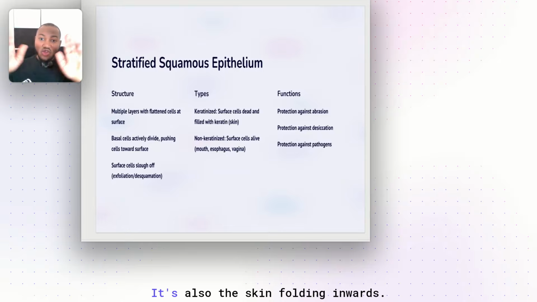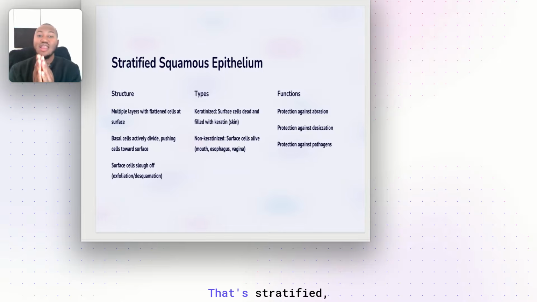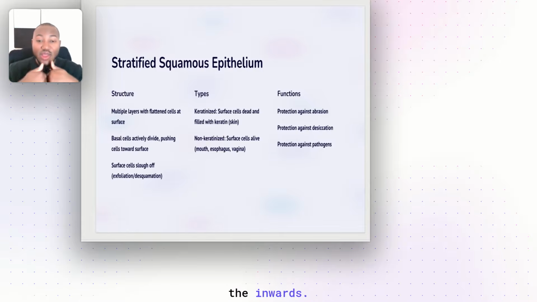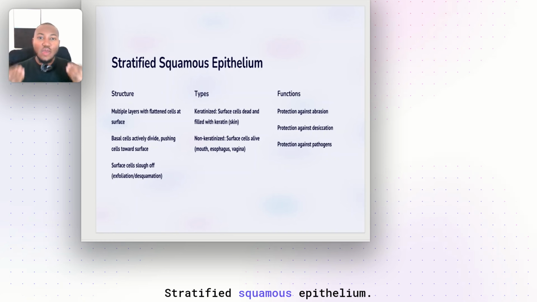Look at the vagina. It's also the skin folding inwards. That's stratified squamous, non-keratinized. Look at the esophagus. It's also the mouth and the skin folding inwards. So remember the mouth, the esophagus, the vagina, even the anus. All these things are non-keratinized, stratified squamous epithelium. I don't know if you get it.